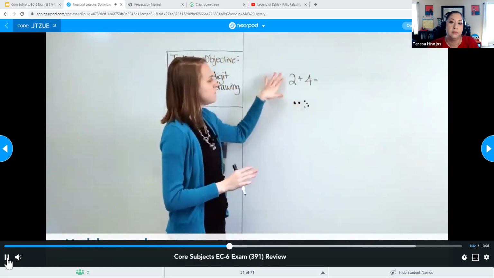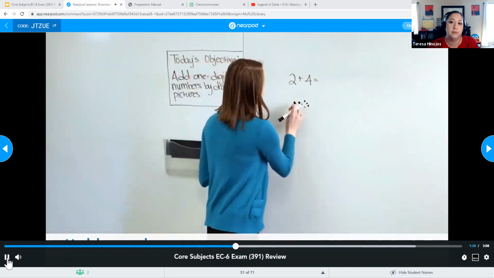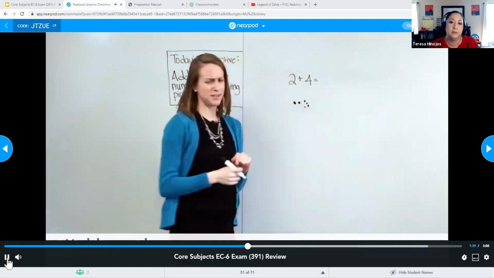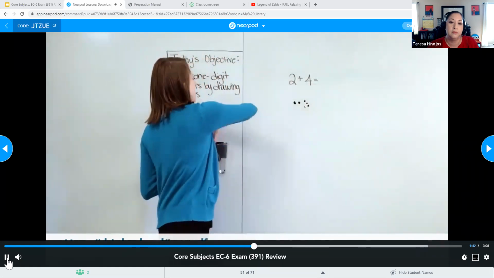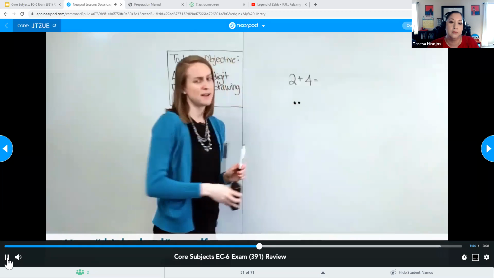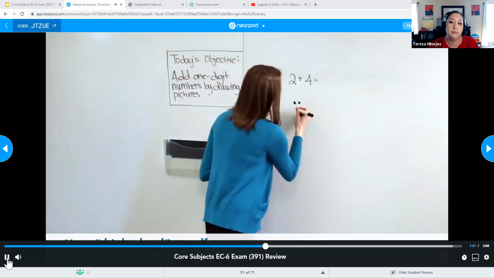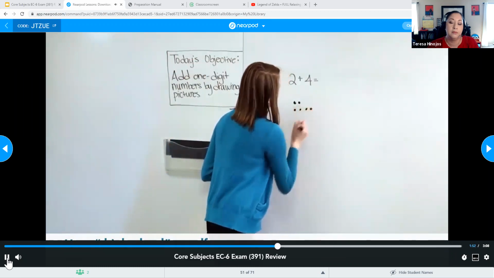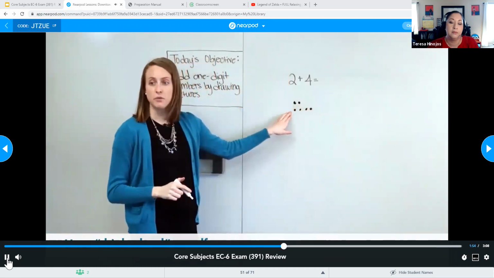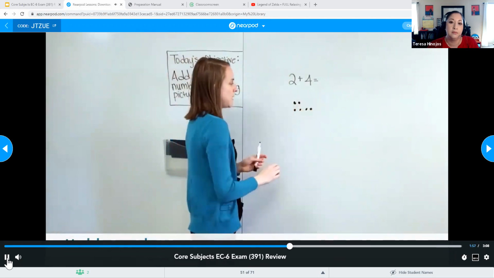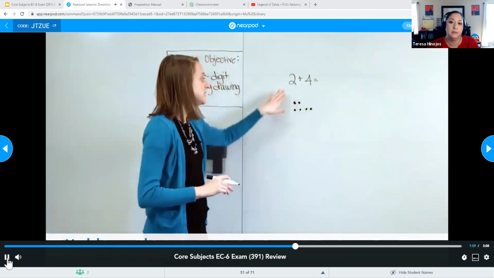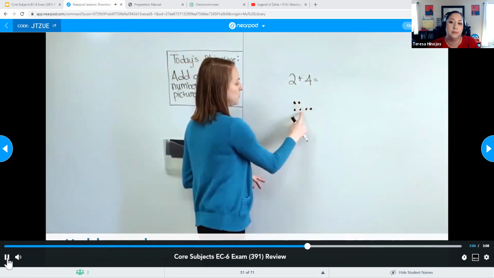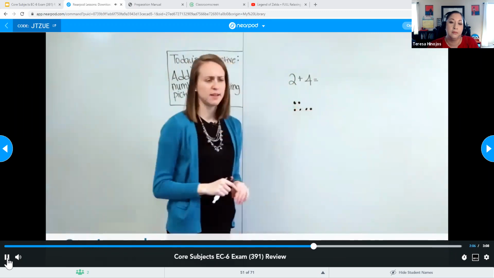Now I want to make sure that my picture matches the problem. So I'm going to count and make sure I have 1, 2, and then here I have 1, 2. Those dots are kind of messy. If I'm going to be drawing a picture, I need my dots to be nice and neat. So I'm going to draw my dots down below. 2, 3, 4. Now I've drawn 4 dots. My last step is to count all the dots to see how many dots I have altogether. I have 1, 2, 3, 4, 5, 6 dots.